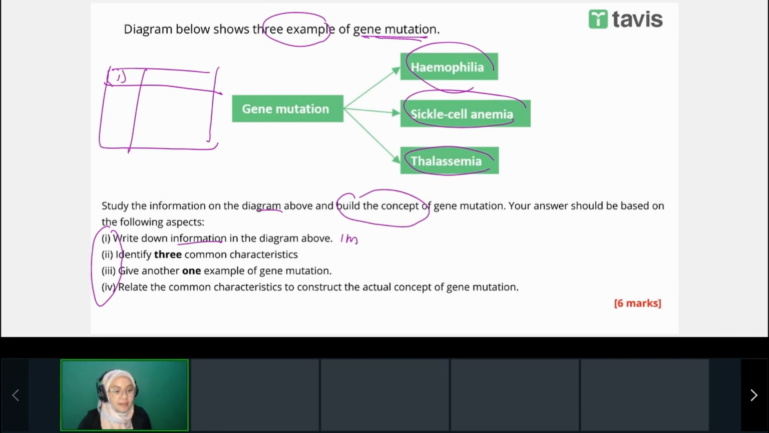The second one, identify three common characteristics. They want you to identify the common characteristics. Okay, three marks over here. For the third one, they want you to give another example of gene mutation. What is another example? It can be albinism. Hemophilia, we have sickle cell, thalassemia. We can write color blindness also.